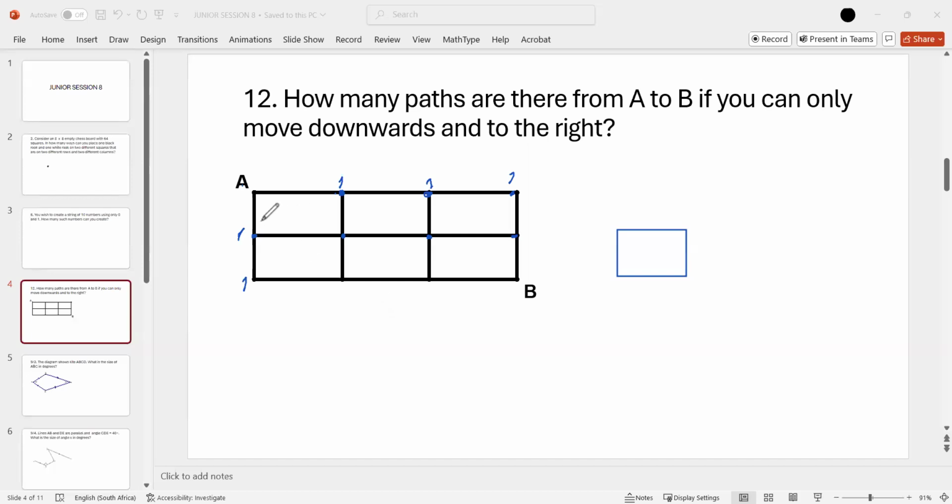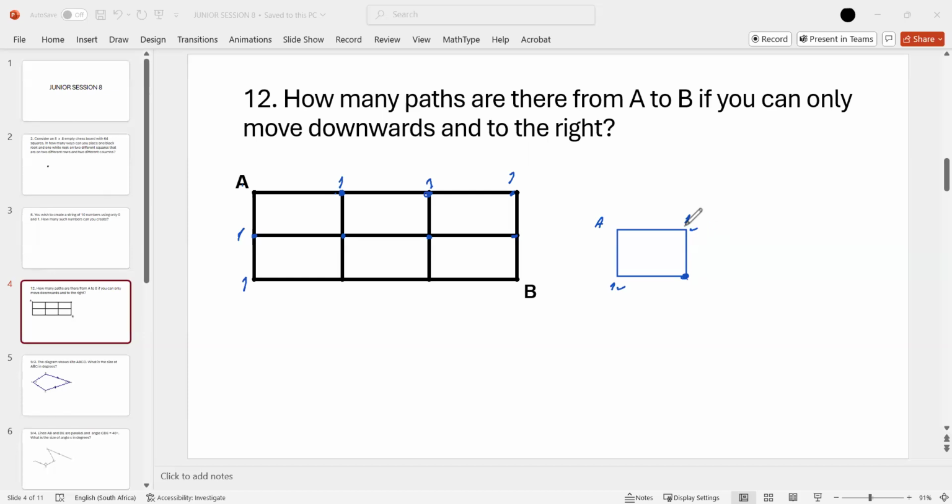Right? Now let's look at this first one here. I've got a 1 here, and I've got a 1 here. And this is A. Now, in how many ways can you get to this? You can go like that, or from here to here. So to get to this, I can get to it from here, or I can get to it from here. Those are the only two ways I can get to this one, from the top or from the left.